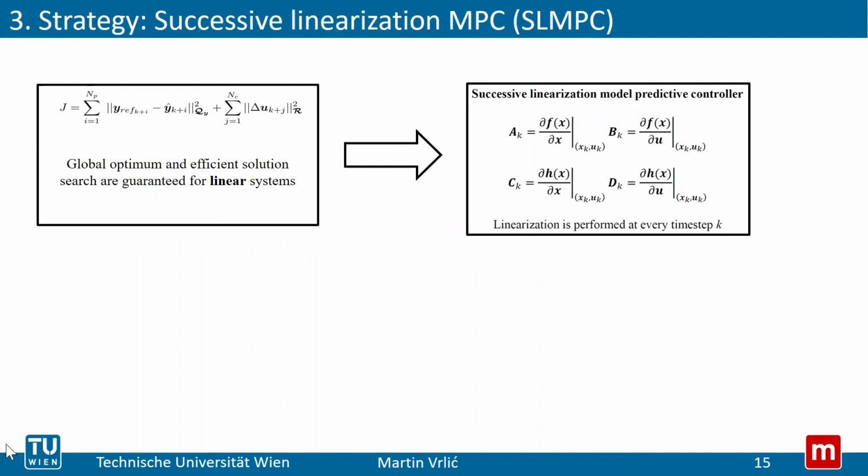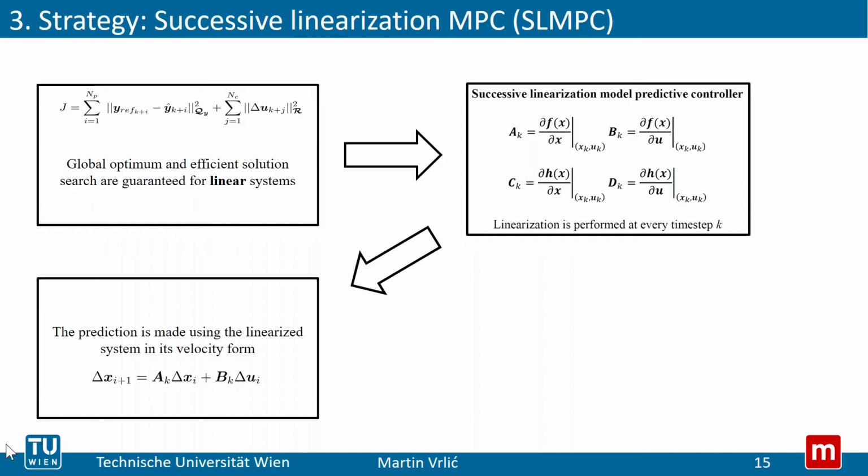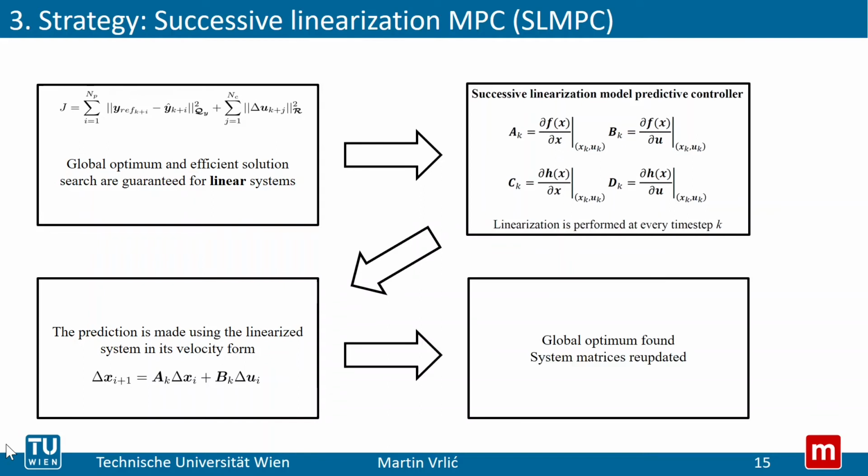And if we do that successively, we have a series of linear systems which represent the model correctly at every point in time. After we have the model, we do the prediction, as you saw in the cost function. We do the prediction using that model, then the global optimum is found and the system matrix is updated and the procedure is repeated again. Then we are sure to have a global optimum at each point in time, ensuring an optimal solution.